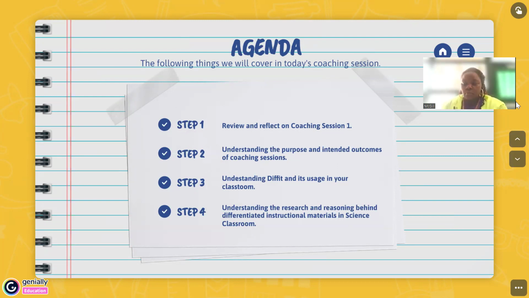Reviewing your Google form, all your ideas that you are experienced with and all the things that you have tried before. Then our second step is the purpose and the intended outcomes from these coaching sessions that we will participate in. The third step is using Diffit and its usage in the classroom. That's something that I researched and found as a program that would be beneficial for you. And also understanding the research behind differentiating instructional materials for your science classroom.